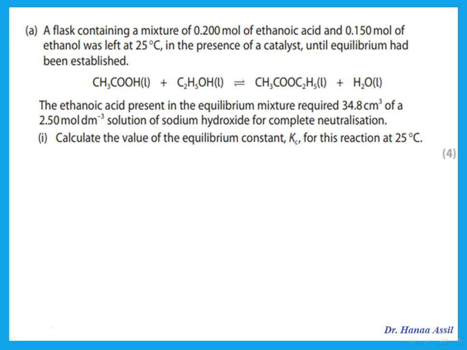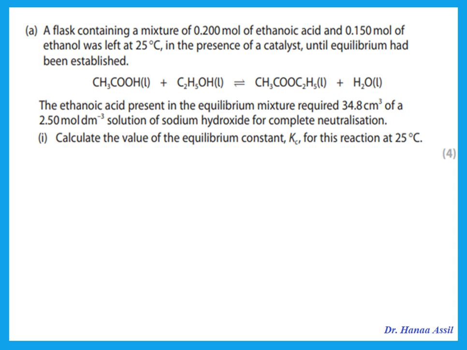Another question: a flask containing a mixture of 0.2 mole of ethanoic acid and 0.15 mole of ethanol was left at this temperature in presence of a catalyst, and he gives me the equation. The ethanoic acid present in the equilibrium required 34.8 centimeter cubed of a 2.5 mole per decimeter cubed solution of sodium hydroxide for complete neutralization. Calculate the value of the equilibrium constant Kc for this reaction.